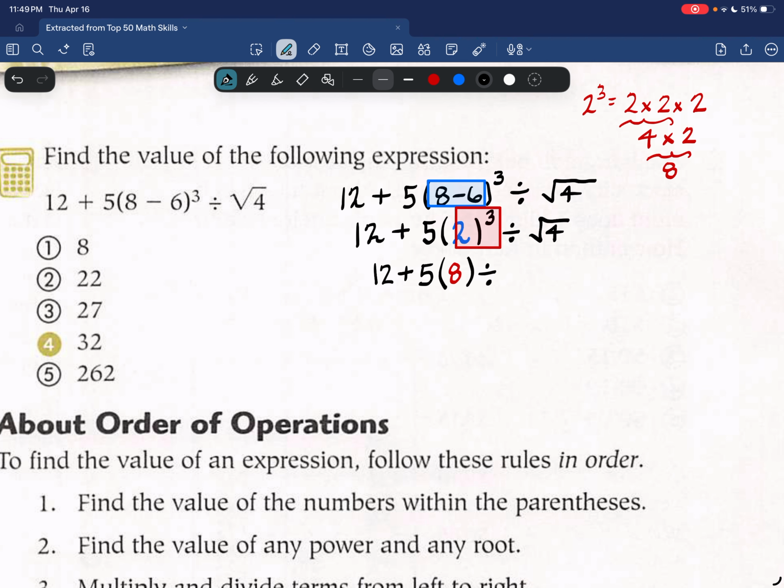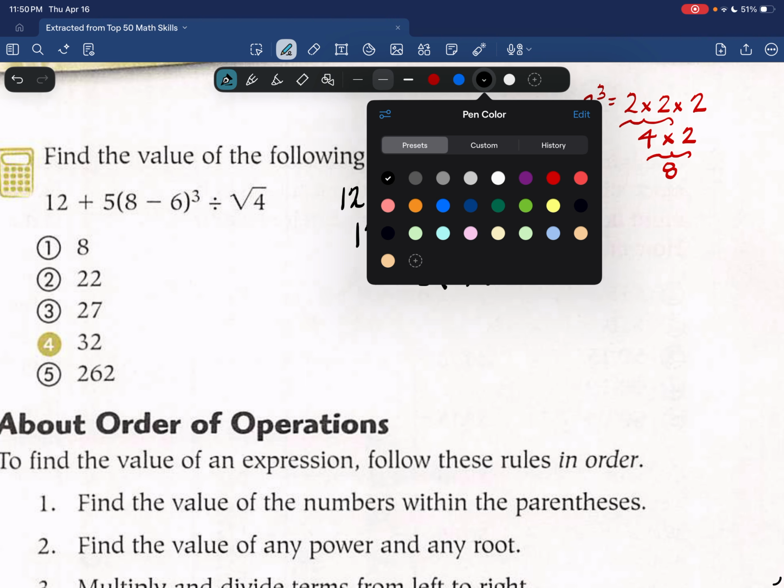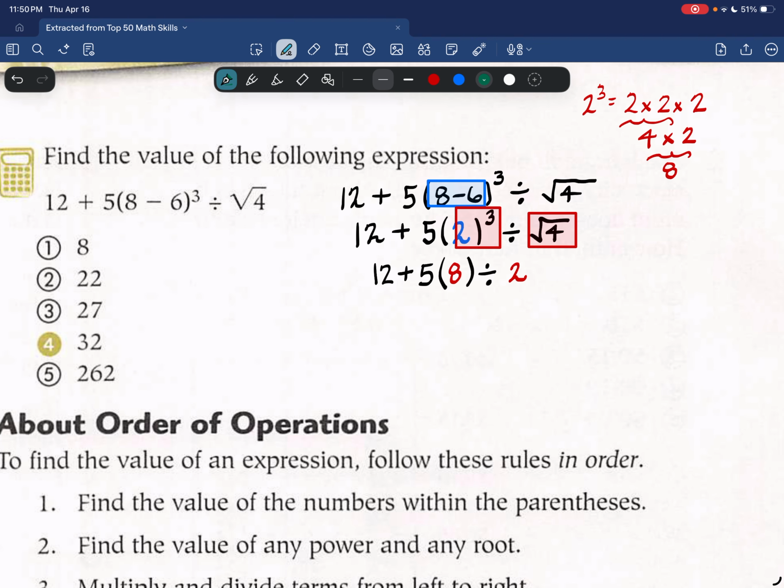Oh, I forgot something. I should have done this one as well. Let me go back and just mark that. The square root of 4 is 2. So it'll just come down here and we are good to go. All right, then it says to multiply or divide from left to right. So here's multiplying.